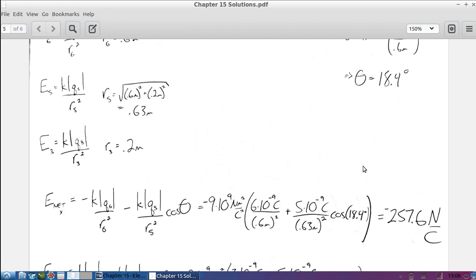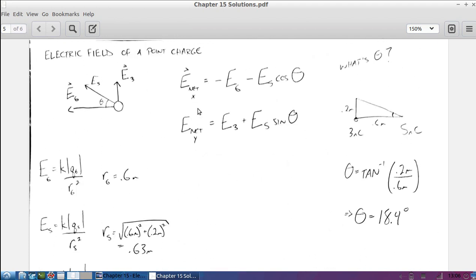Now where is that theta? So I've got this right triangle, right? I know the hypotenuse is 0.63 meters, but I also know the adjacent and the opposite side, right?